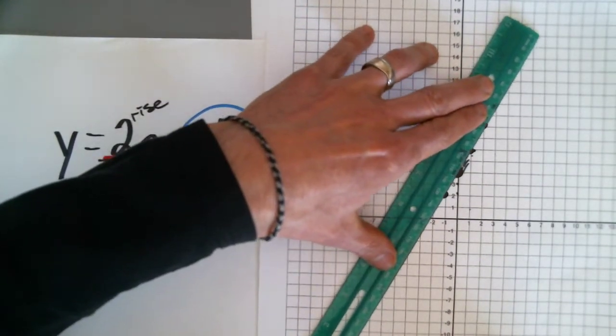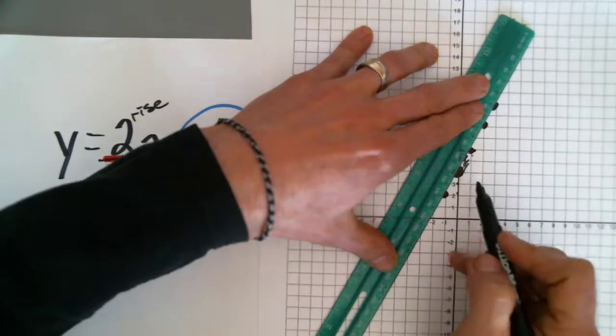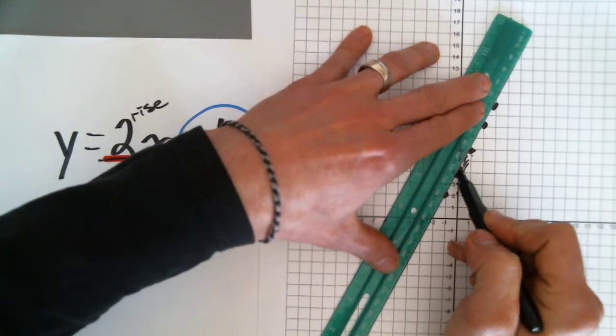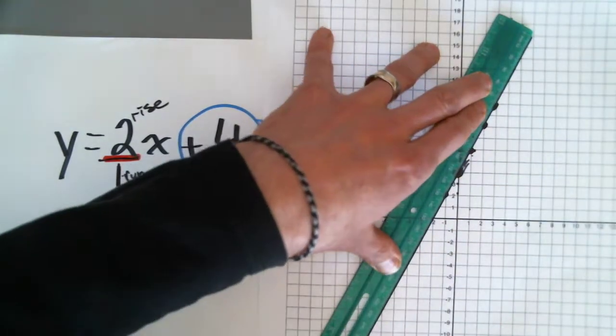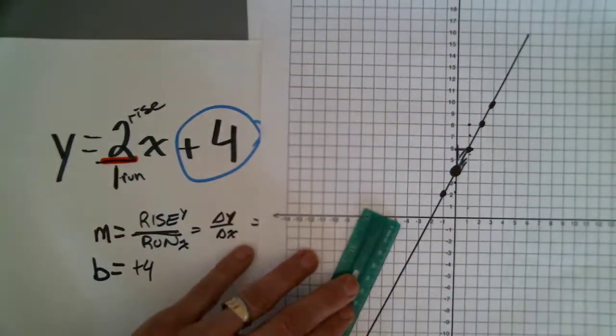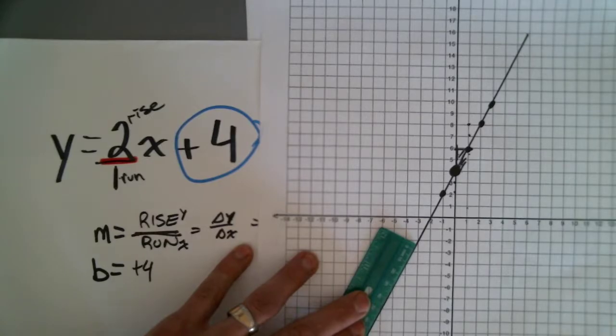Now, I'm going to carefully line this up because I want to make sure that these are accurate. Now, my paper is a little longer than yours, so I have to move my ruler.